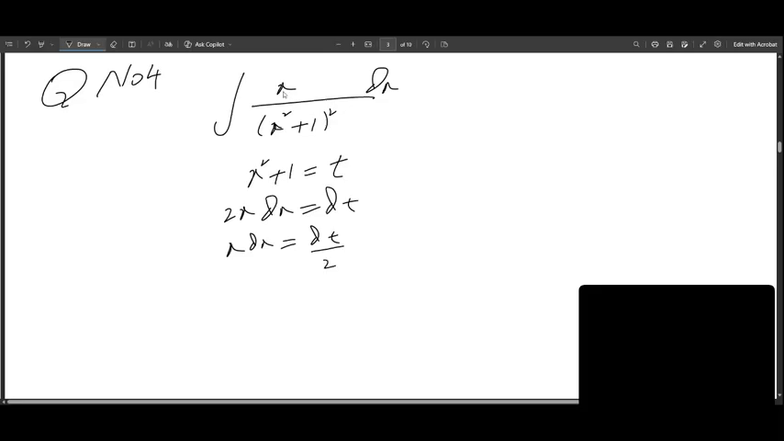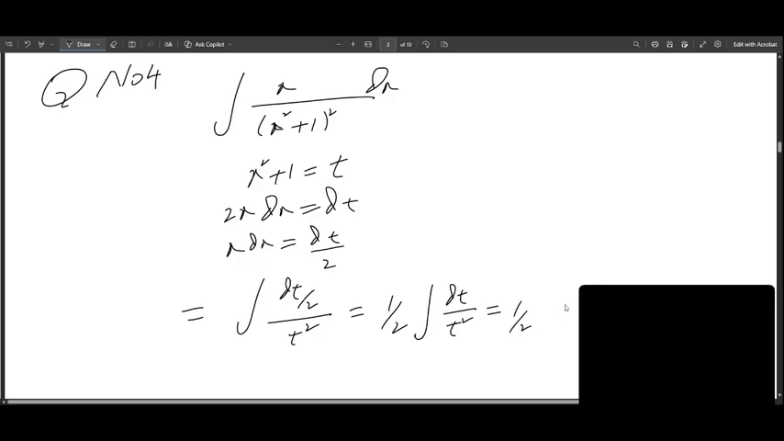So instead of x dx, we will replace it with dt divided by 2. So it will be dt divided by 2 over t squared. We can take 1 by 2 as a constant out of the integral. It will be 1 by 2 times the integral of dt over t squared. And we can apply the power rule. We'll take t squared to the numerator, and it will turn into t to the power negative 2, and we apply the integral.